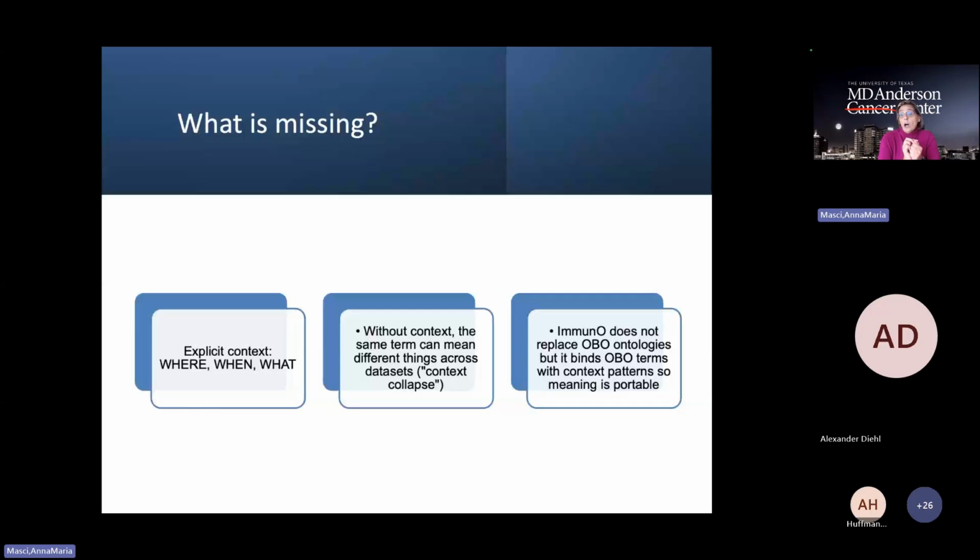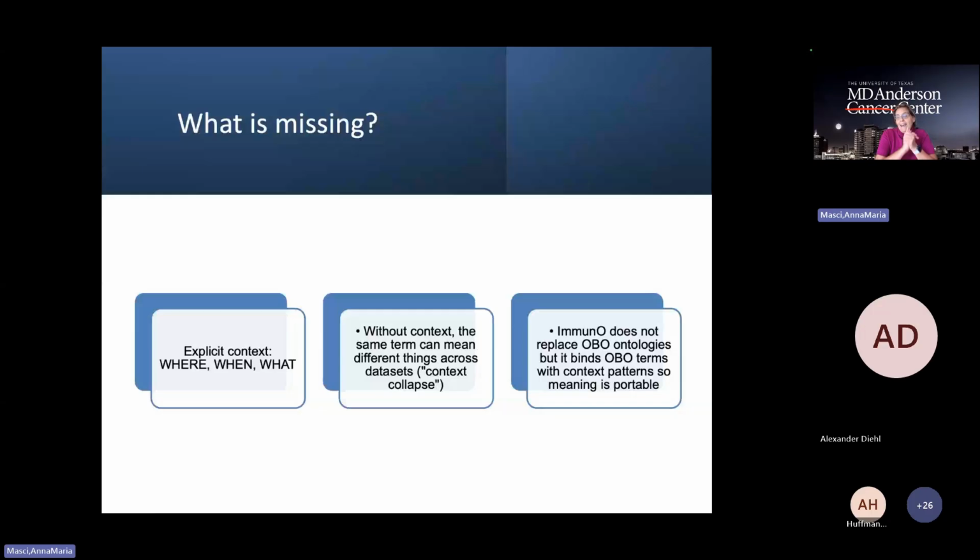That is what the immunology ontology we want to develop is going to aim to do: create the possibility of a context model to represent the context for each particular case of an immunological response.